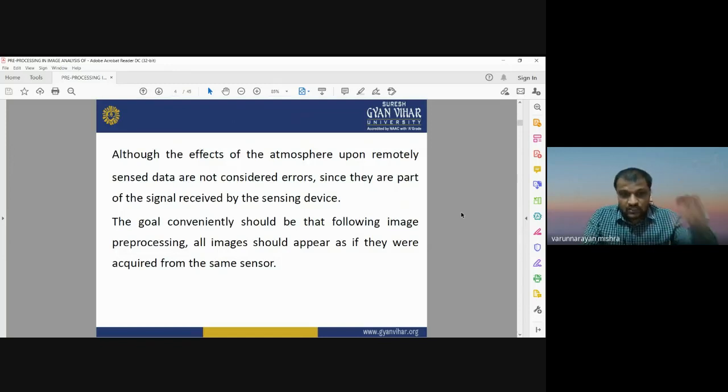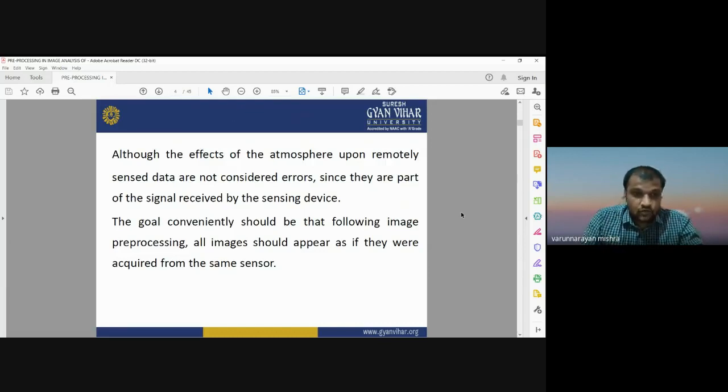So the signal, or you can say the radiation, has to pass through the atmosphere two times: once while it is coming and once while it is going. We cannot avoid this phenomenon, but we can reduce the effect of the atmosphere. When the satellite or sensor receives the reflected energy, it definitely has some effects of the atmosphere. We cannot completely remove the effects, but we have the option of atmospheric correction to correct the images up to some extent, so that they can be used for different purposes.